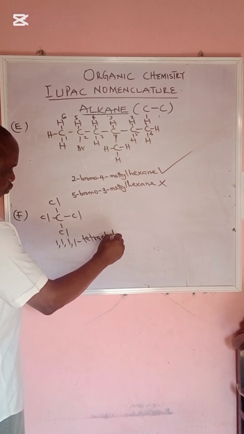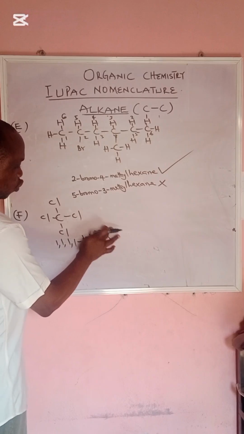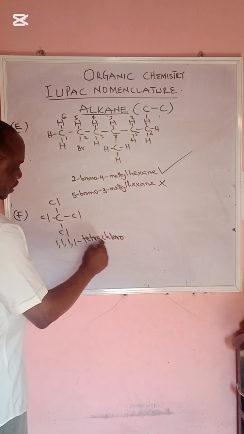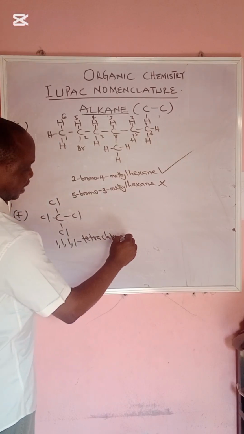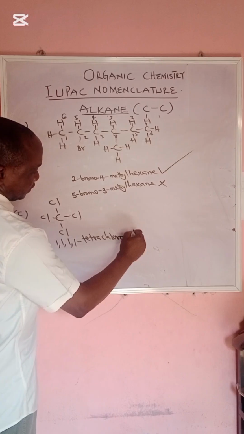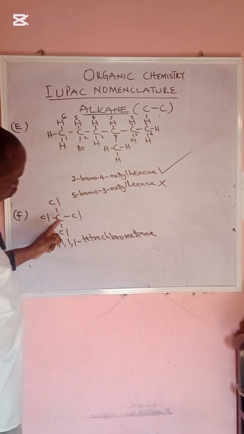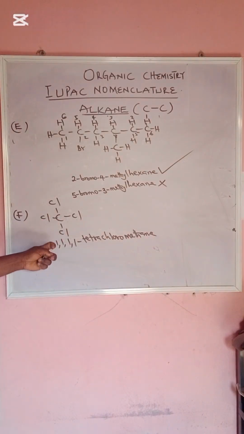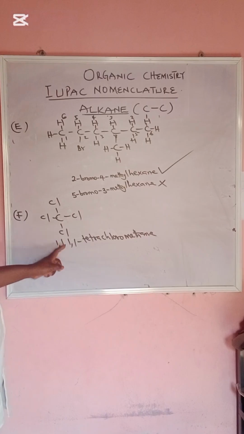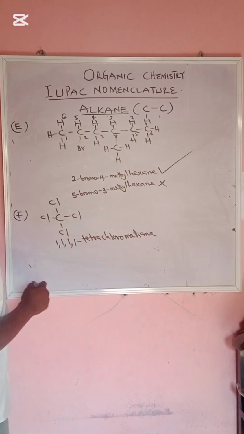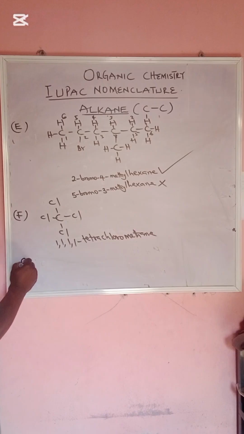Tetrachloro. You know, 1 carbon atom with single bonds, that is methane. Methane, because it has only 1 carbon atom. So there is chlorine on carbon 1, another chlorine on carbon 1, another chlorine on carbon 1, another chlorine on carbon 1, making 4. 4 is tetra. So we call it 1,1,1,1-tetrachloromethane. That is F.